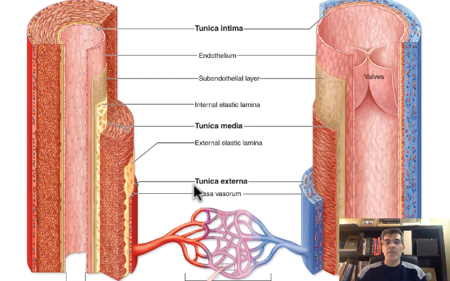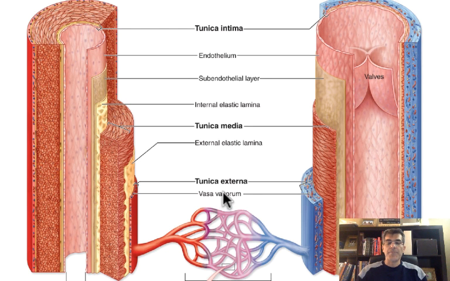And finally, we have tunica externa. Tunica externa is the last layer and is composed of connective tissue. This tunica externa, in the case of artery, is not as thick as the vein. As you can see, under tunica externa, you have a word called vasa vasorum.